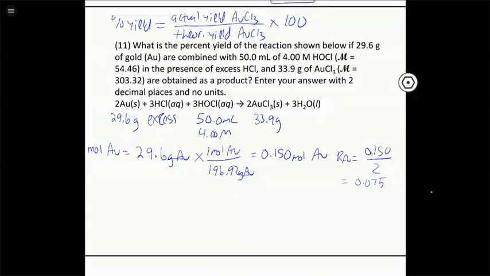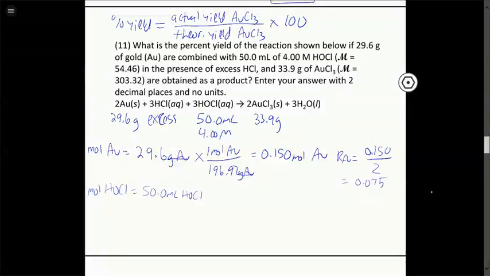So the moles of HOCl, we have 50 milliliters of solution. And then remember that this 4.00 molar tells us that there are 4 moles per liter of solution, or 4 moles per 1,000 milliliters. So we can use that as a conversion. 4.00 moles of HOCl for every 1,000 milliliters.